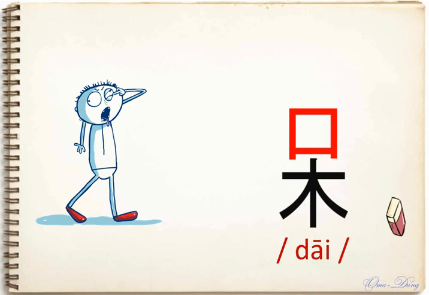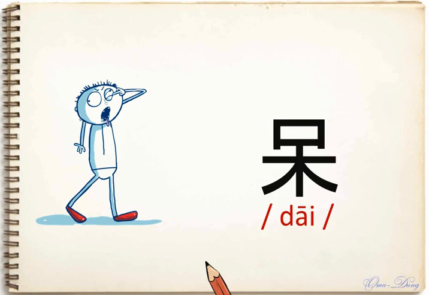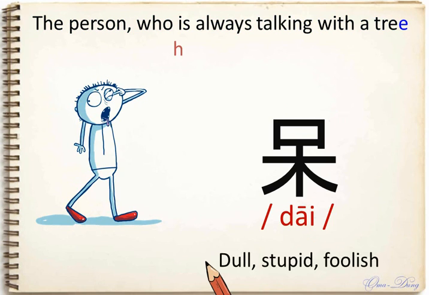And now we get the new word. Die. The person who is always talking with the cheese, he's stupid.